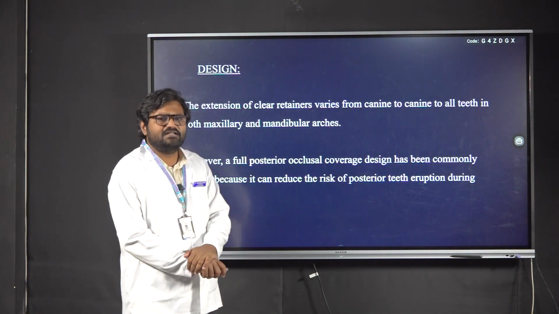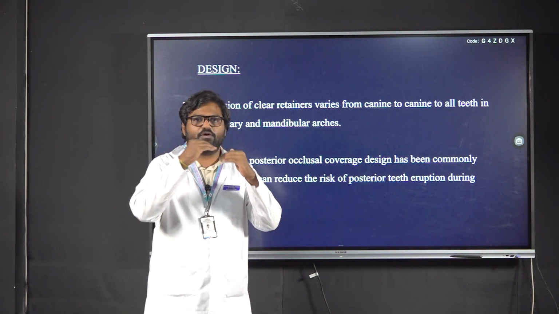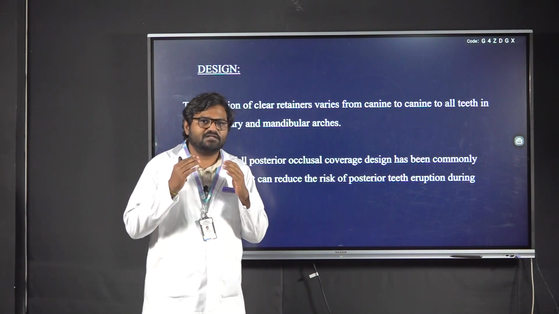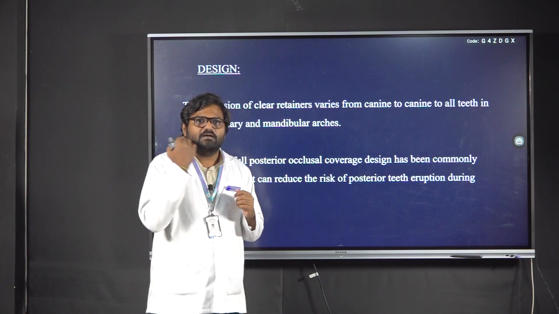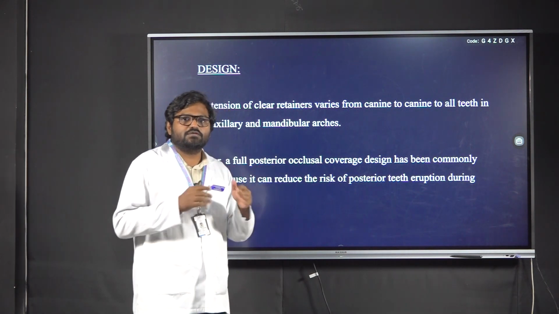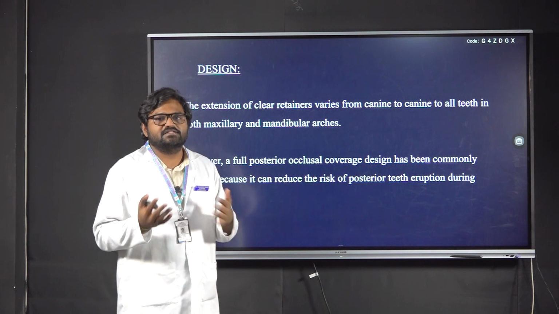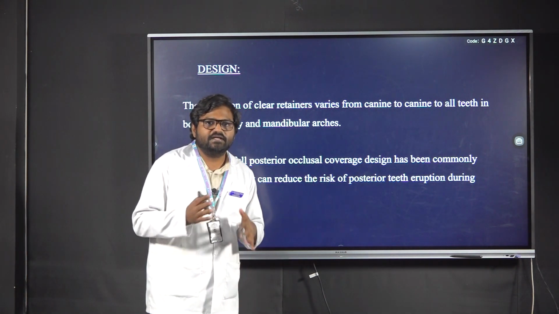So design, as already said, it could be of two designs, one only covering the anteriors and one is complete, covering the occlusal and all the teeth. The most commonly used design is the retainer which is covering all your posterior surfaces and anterior, complete molar to molar. Because it will not allow the posterior teeth to supra-erupt or something else could happen. So to prevent that, it is better to use a clear retainer which is covering all the tooth surfaces.